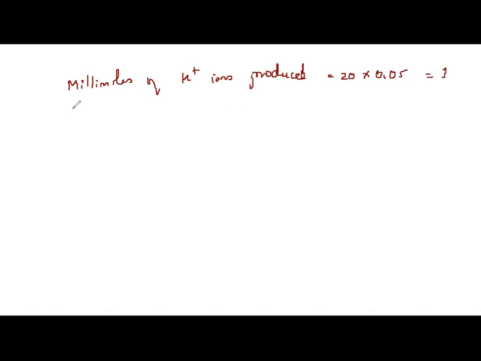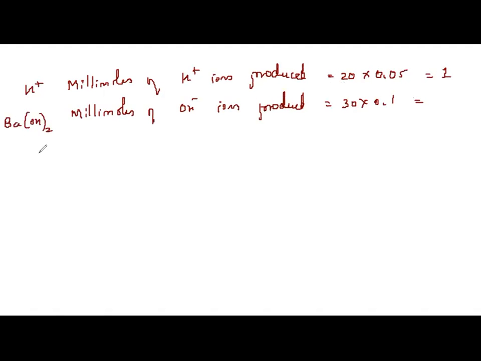Okay, then millimoles of OH minus ions produced. How much have they said? 30 ml of 0.1, that is how much we'll get. It is barium hydroxide. HCl has only one H plus ion, but barium hydroxide has two OH minus ions. Therefore, this has to be multiplied by 2. Correct? And I will get the answer 6, because each barium hydroxide will give me 2 OH minus ions.